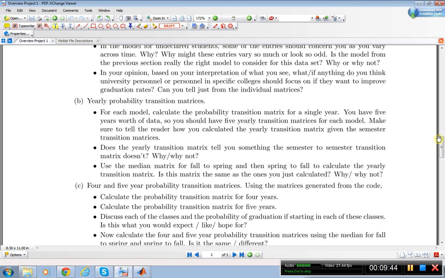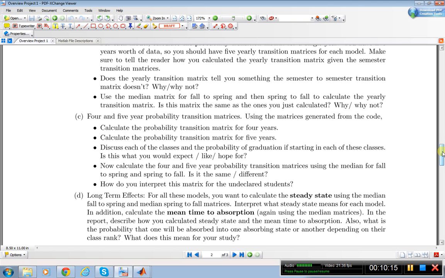Why or why not? And then I want you to use the exact matrices. So exactly fall 2008 to spring 2009, spring 2009 to fall 2009. Use those exact matrices. And then, instead of using that, use the median matrices. So I gave you median matrices. Use the median matrices to calculate this yearly transition matrix. Is it the same? Is it different? Is it too different? Explain.